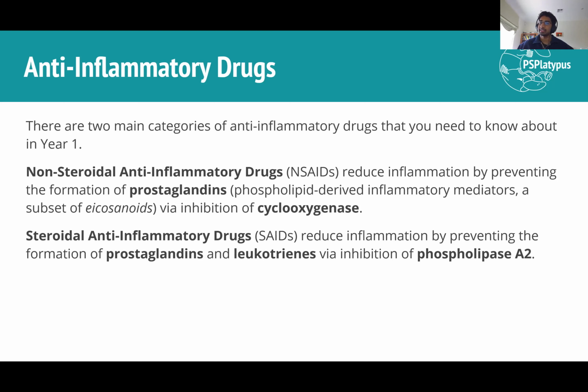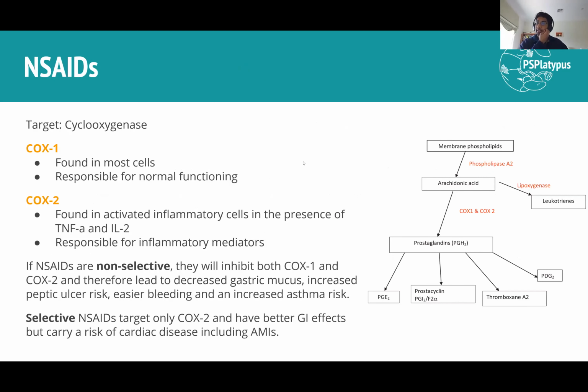Because NSAIDs target, we shorten it to COX usually, cyclooxygenase, and that's a bit later in the pathway, that only blocks the formation of prostaglandins, whereas SAIDs target phospholipase A2, that's higher in the pathway. And so by blocking that, we block the formation of both prostaglandins and leukotrienes. So I think there's a diagram on the next slide, actually. Yep, okay, perfect. That pretty much sums it up if you look at the right there.